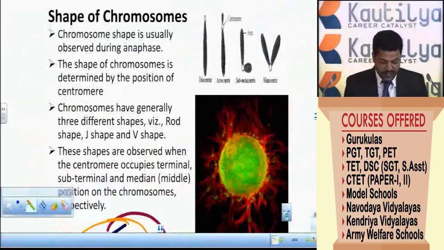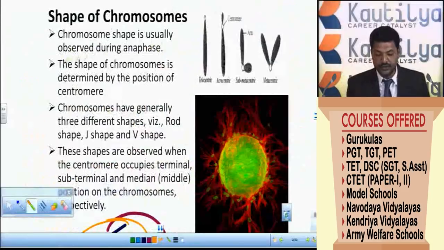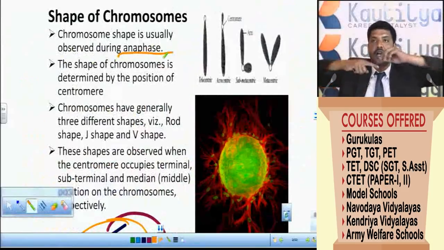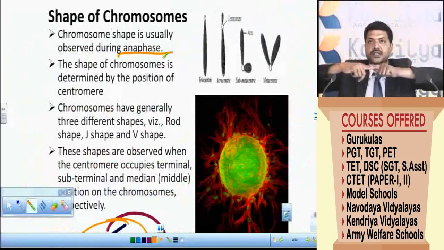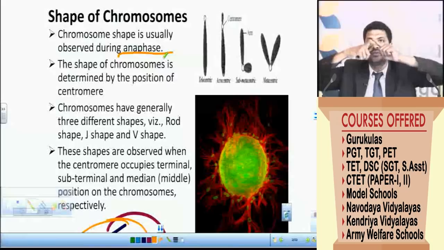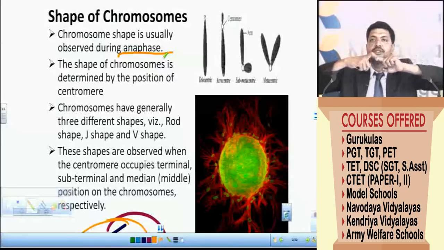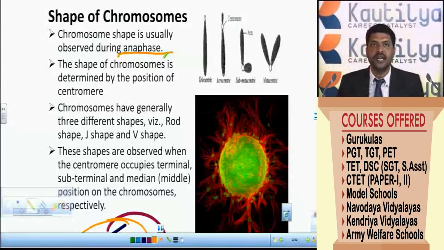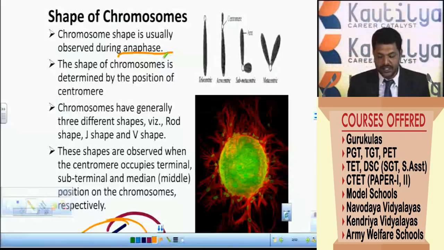Based on the shape of the chromosome, it is usually observed during the anaphase. Particularly, you see this is the centromere. When the centromere pulls the chromosomes towards the poles, the chromosome gets a shape. Depending on the position of the centromere, they may get a V shape, an L shape, a J shape, and as well as an I shape. The shape of the chromosome is determined by the position of the centromere.